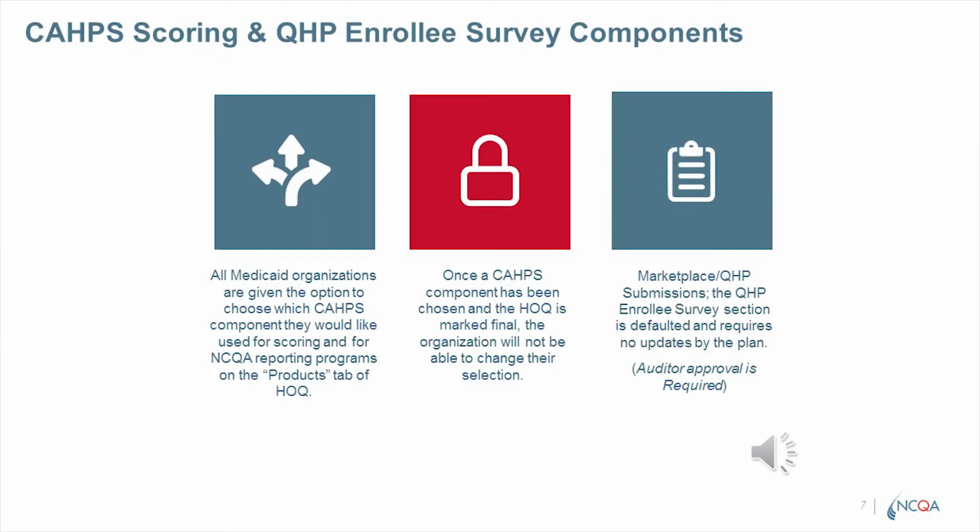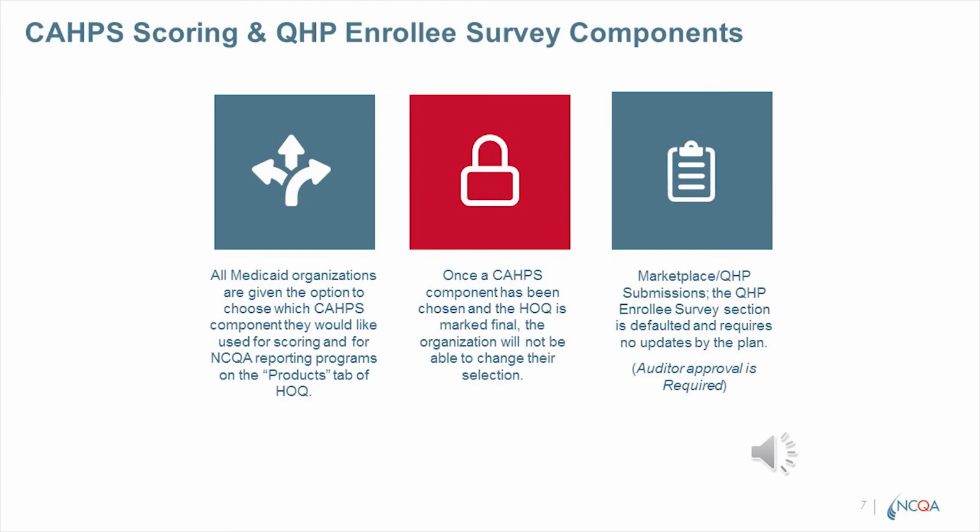All right, we have here a couple of points we wanted to bring out about the CAHPS scoring and the QHP enrollment survey components. For Medicaid, the organizations are given the option to choose which CAHPS component they want to use for scoring and to be used in the NCQA reporting programs. This will be on the products tab in the new HOQ.